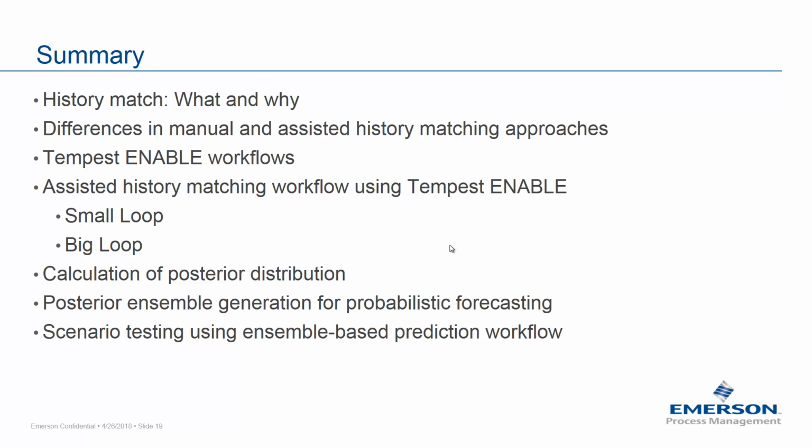And you do not have to limit yourself to the numerical simulation model, but you can also hook up your geological model in the loop to capture the uncertainty in a static model as well. The end product we saw from Tempest ENABLE is not just a single history match model, but you get a collection of good history match models and a posterior distribution, which is what you use for probabilistic forecasting, which is reliable compared to the forecast based on a single best history match case. And then we also saw that you can use ensemble-based prediction workflow for scenario testing to avoid suboptimal decisions.